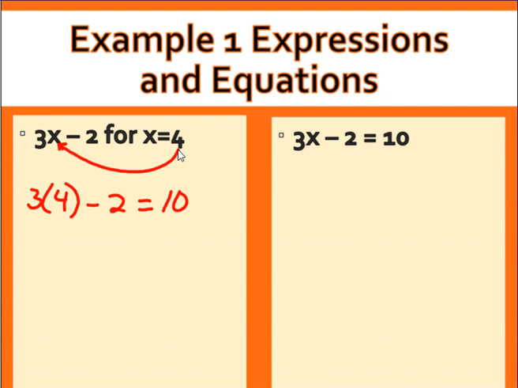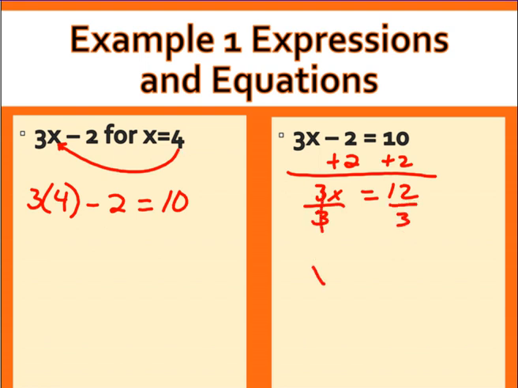Next one, 3x minus 2 equals 10. We want to see how x does equal 4. So again, our first step is to add or subtract. So the opposite of subtracting 2 is adding 2. I add 2 to both sides, and I get 3x equals 12. Now to get our variable by itself, you do the opposite of multiplying by 3, which is divide by 3. So x will end up equaling 4.